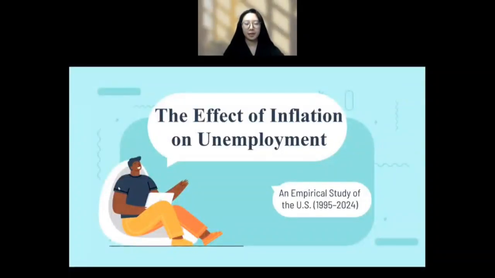Good morning, Professor. Our study is titled The Effect of Inflation on Employment. This study examines the relationship between inflation and unemployment in the United States from 1995 to 2024.